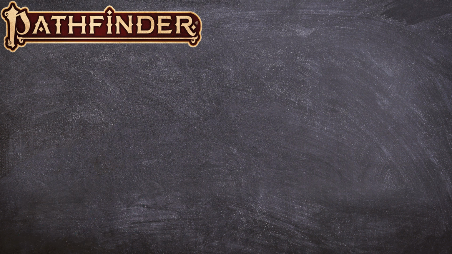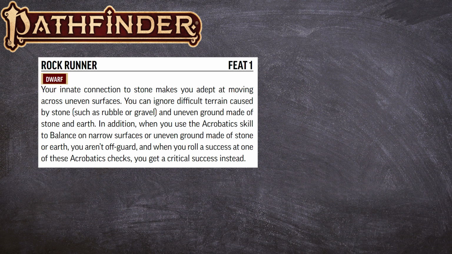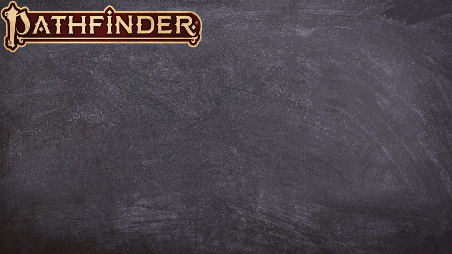We also see that Rock Runner has been slightly changed here. It now says you can ignore difficult terrain caused by stone and uneven ground made of stone and earth. Very good. And now you get to use your reaction skill to balance even on narrow surfaces and uneven ground, and you aren't off guard. Just all really cool stuff.